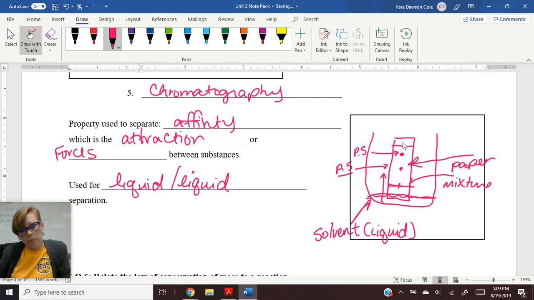Now, the higher that we move, the more attracted to the liquid it is. And the lower that we are, the more attracted to the solid, or the paper, we are. So we can say the paper is the solid. This is where affinity comes in. So we separate it based on affinity, which is these forces or interactions between the paper and the liquid, and the mixture and the solvent. Okay. So these are the 5 types of ways that we can separate a mixture.